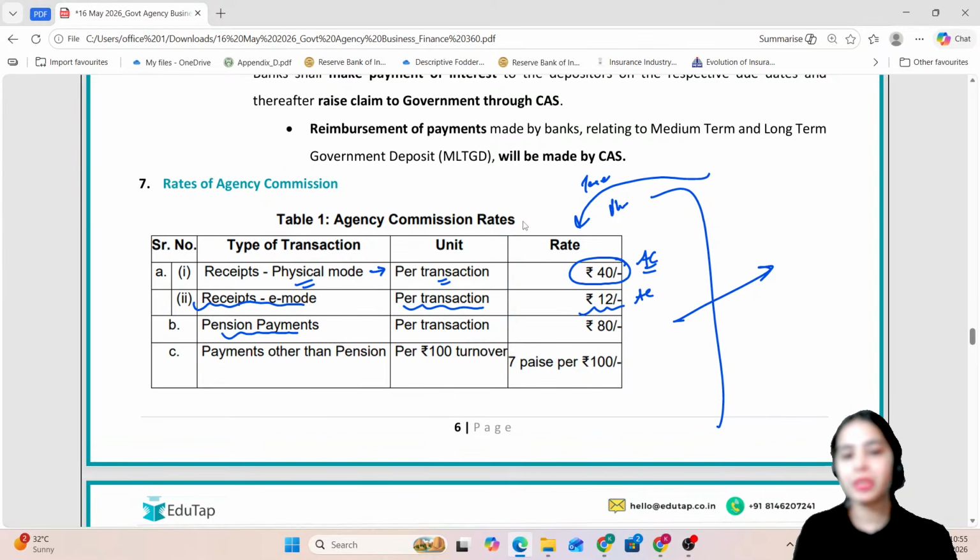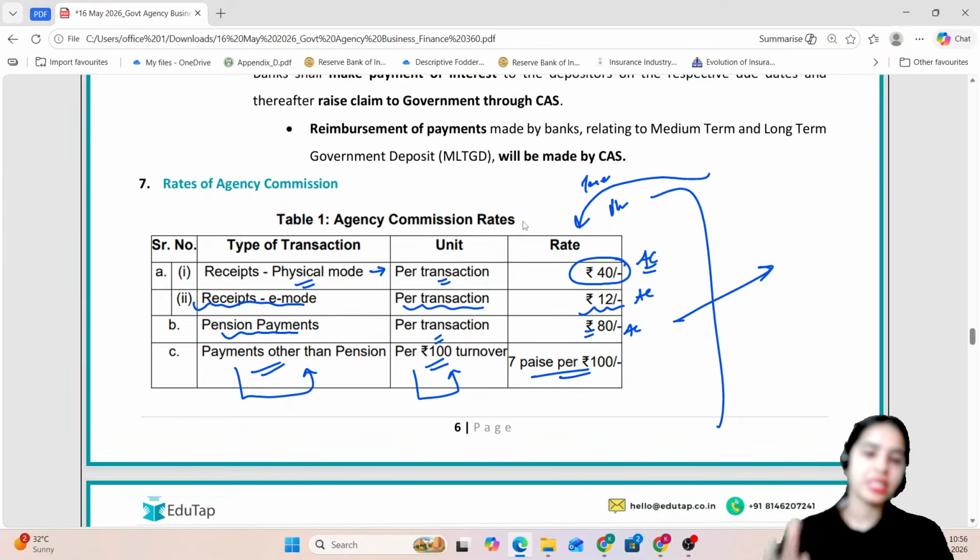If the pension payments are being made by the bank, then per transaction 80 rupees will be the agency commission. For payments other than pension, it is 7 paise per 100 rupees of turnover. So for payments other than pension, for every 100 rupees turnover, 7 paise will be the agency commission.